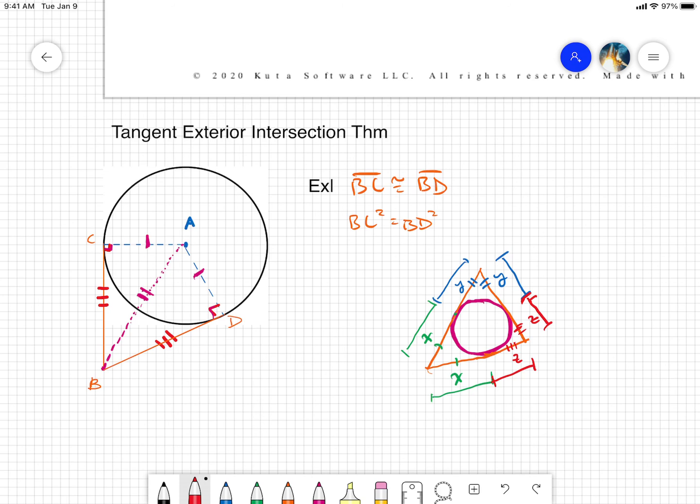And again, this doesn't mean it's an equilateral triangle at all. This could be some awkward looking triangle. But I can still find the perimeter of it using this idea, just knowing that each of those pieces are equal to each other. Okay? All right. Let me go ahead and stop this recording there.